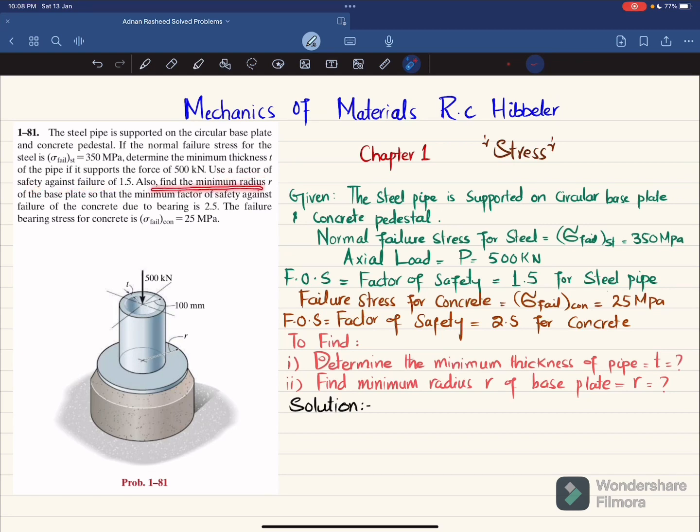Also find the minimum radius R of this base plate so that the minimum factor of safety against failure of concrete due to bearing is 2.5. The failure bearing stress for concrete is 25 megapascal. You can see this is the pipe having an axial load of 500 kilonewton. The outer radius is 100 millimeter, and the inner radius is not known, and thickness T is also not known. And this is the base plate that is mounted on this concrete base. So we have been given all the data, and you have to find this thickness T and the minimum radius R of this base plate. So let's start with the solution.